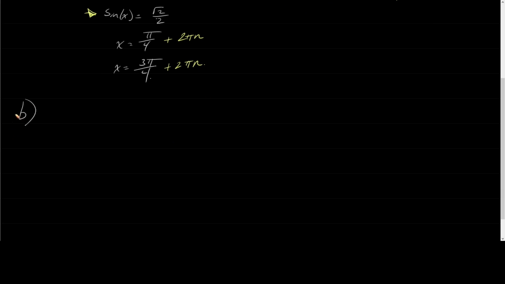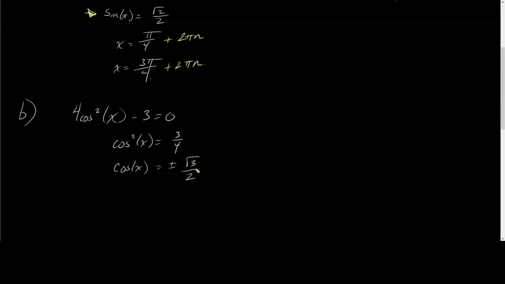Example B. Let's say that we have 4 cosine squared of x minus 3 is equal to 0. Solving for cosine here, I end up with cosine squared of x is equal to 3 divided by 4. Telling me now that if I take the square root of both sides, I end up with cosine of x is equal to plus or minus radical 3 over 2.